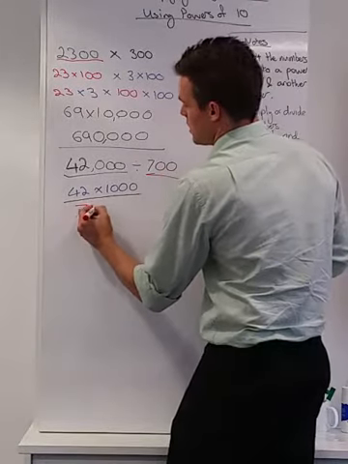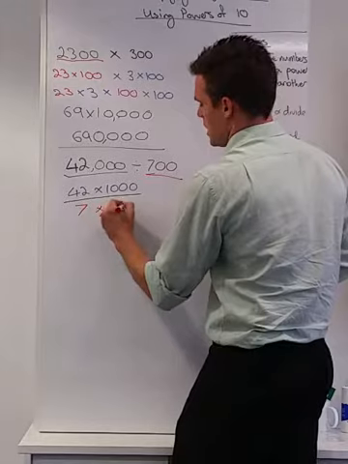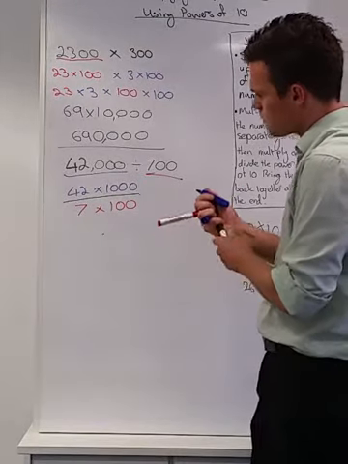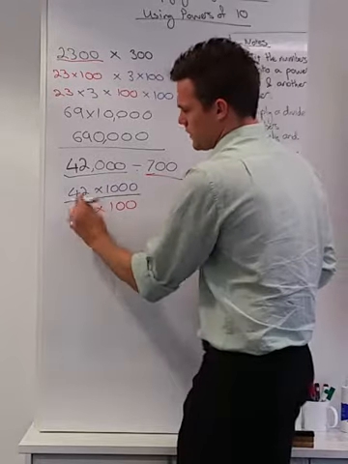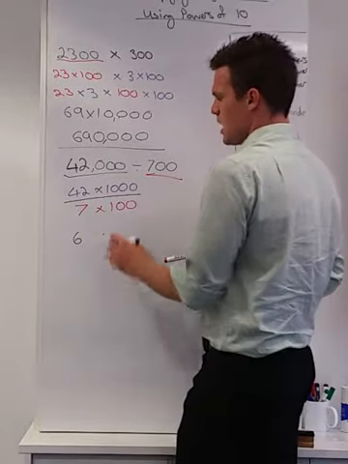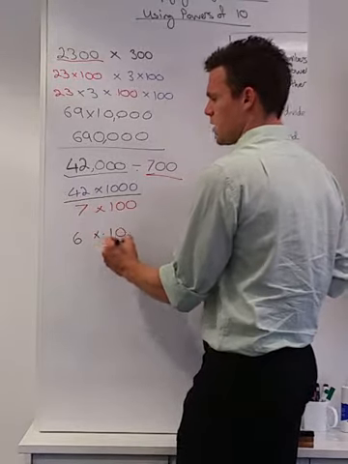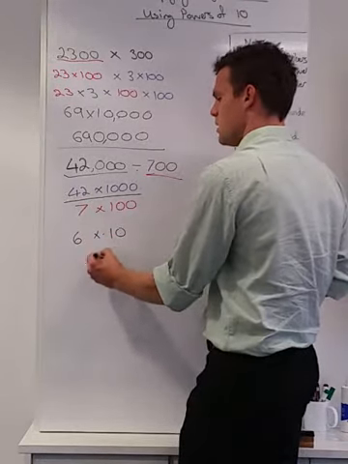So here I've got 7 times 100. Okay? So now, as I said, I'm going to do 42 divided by 7, which gives me 6. I'm going to do 1,000 divided by 100, which gives me 10. And 6 times 10 is 60.